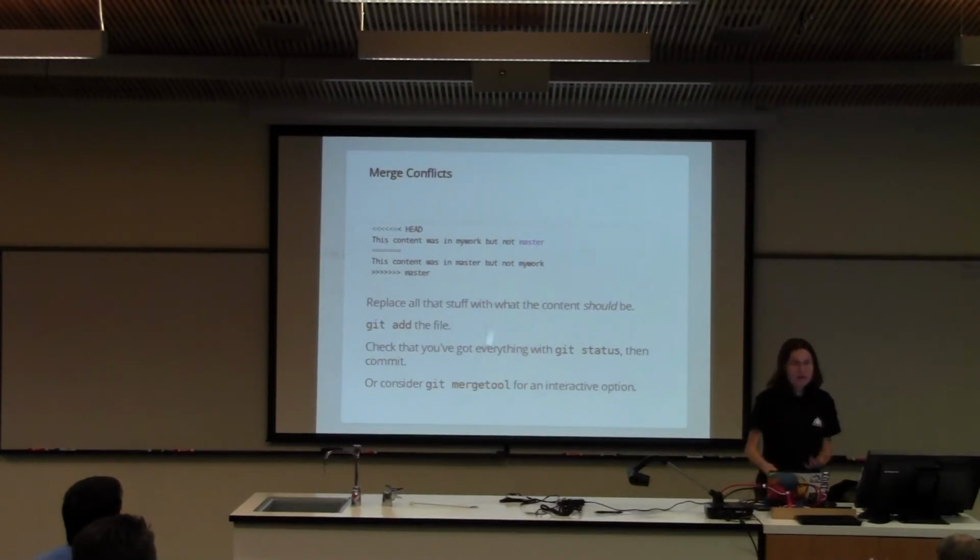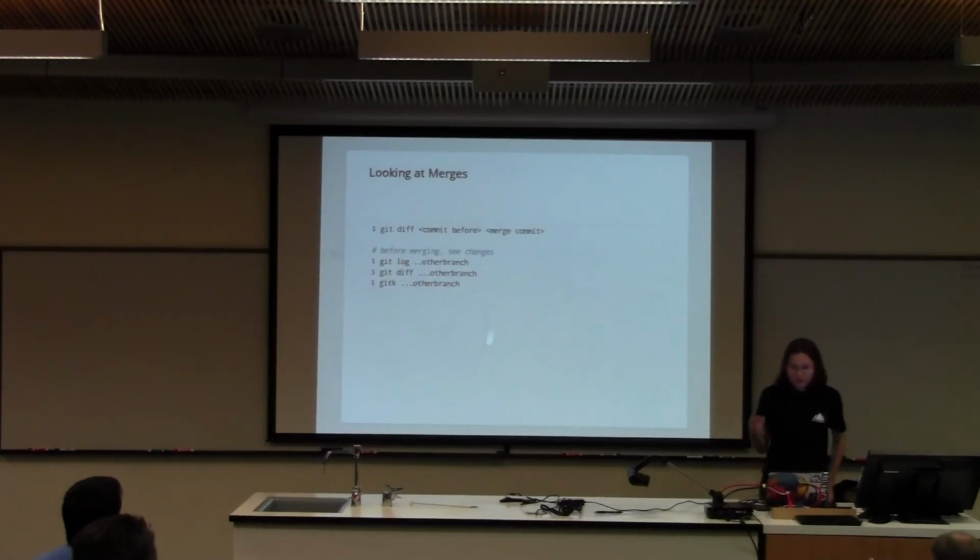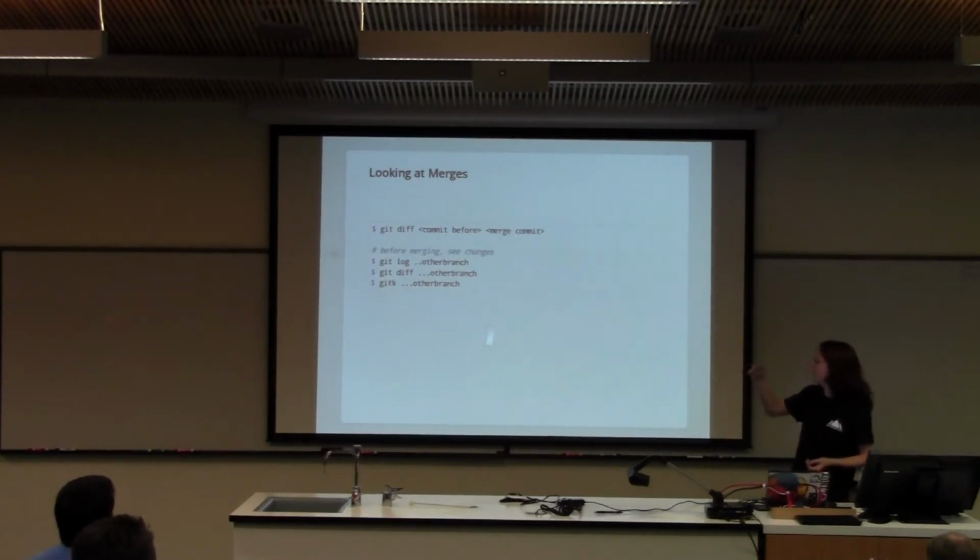So now that we've made a merge, and we've fixed any conflicts that showed up, how do we examine that merge? You can use git diff and then the commit before the merge. You can get that commit hash out of the git log command. Diff it against the merge commit. That'll show you what happened. Or you can show the merge commit. That'll show you a bit of what happened.